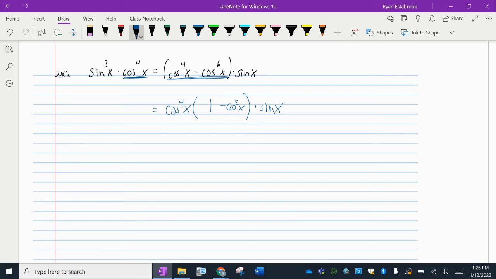So step 1, factor out the cosine to the fourth of x. How did you know to do that? Because there was a cosine to the fourth of x on the left, and now these two things are matching up with each other. The stuff that's left, sine cubed, and that. Can you make these two underlined red things be equal to each other?